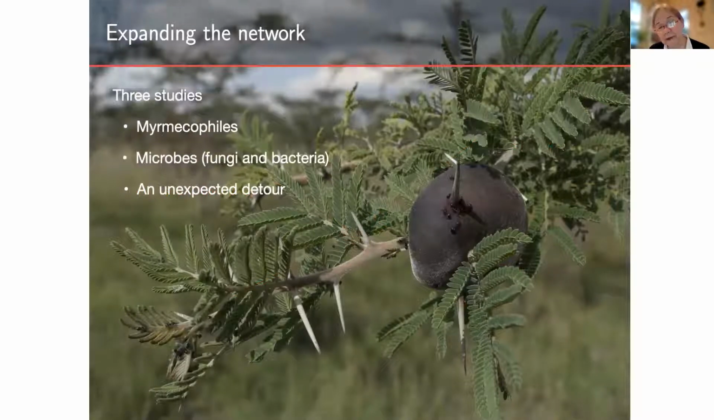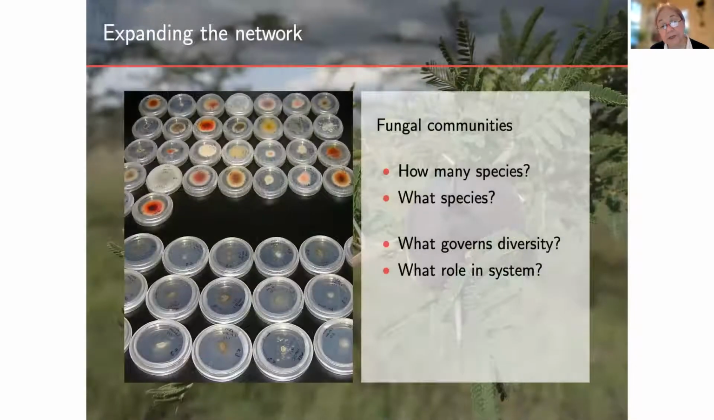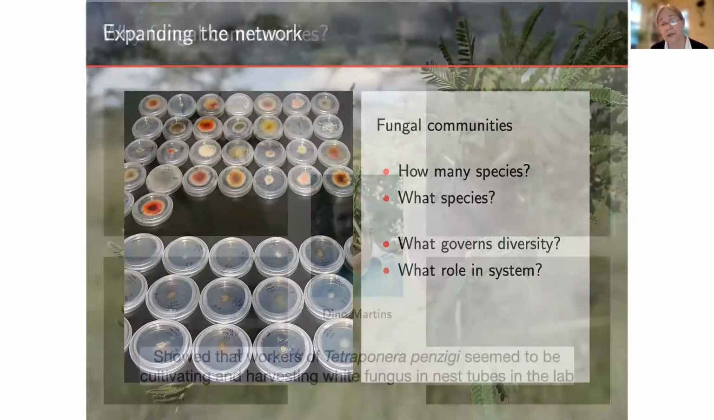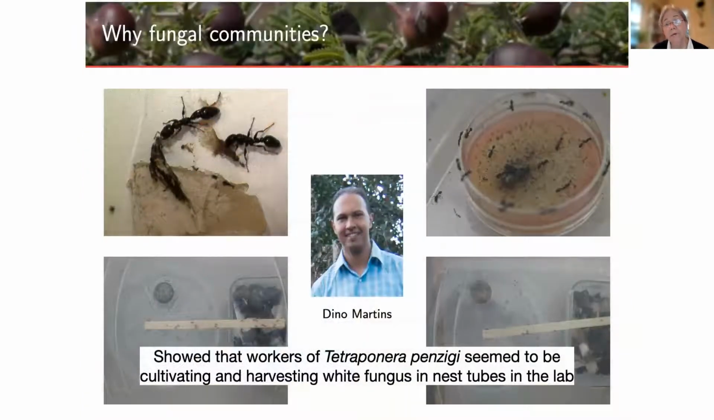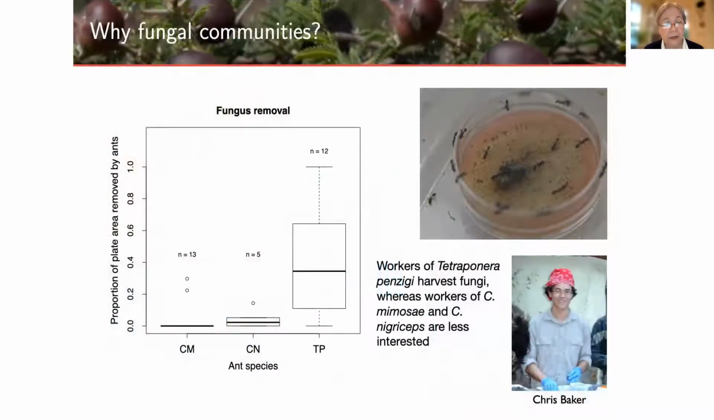Now, it wasn't just the myrmecophiles that we were interested in. We were also interested in fungi and culturing out the different fungi that were in the domatia and trying to figure out what they were doing. And part of this was because Dino, when he was culturing the system in Kenya, had the ants in artificial glass nests and noticed that the Tetraponera had started to cultivate fungus along the side of the glass test tube and seemed to be eating the fungus. So he brought this to my attention, and then he and Chris Baker got together and showed, sure enough, yes, the workers of the Tetraponera were harvesting the fungus, whereas the Crematogaster were somewhat indifferent to it.